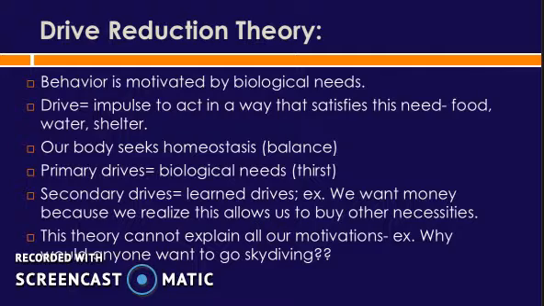We're going to talk about primary and secondary drives. So primary drives are biological needs, like to satisfy thirst. And secondary drives are things that are learned drives, like we want money because we realize it allows us to buy necessities. However, the problem with this theory is it really can't explain all of our motivations.